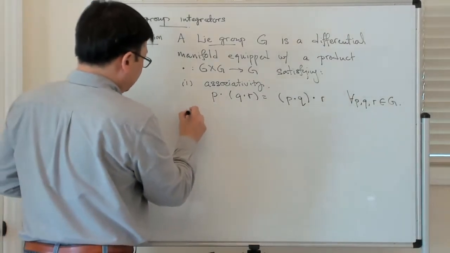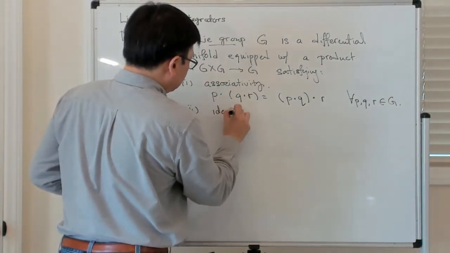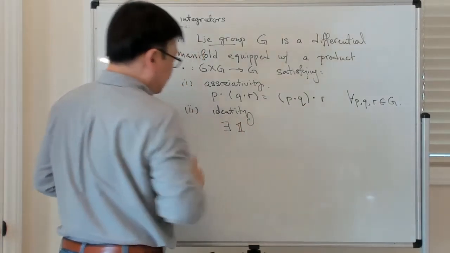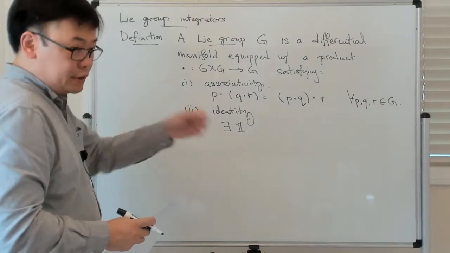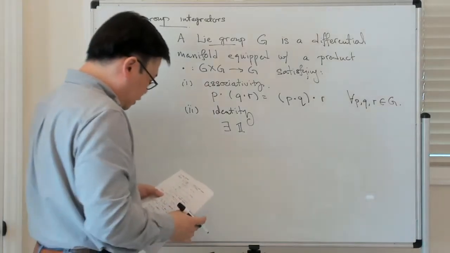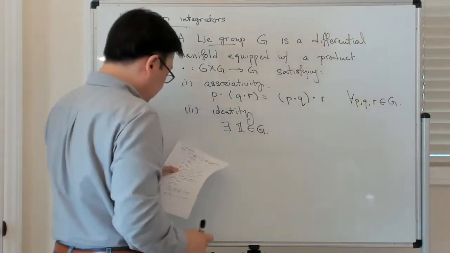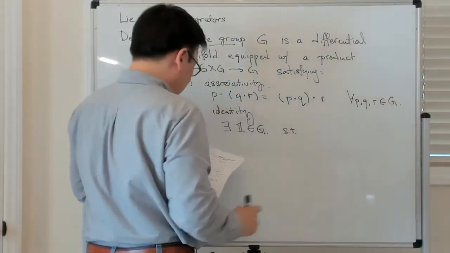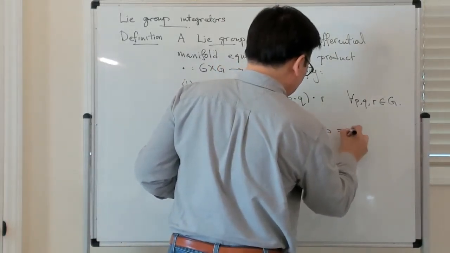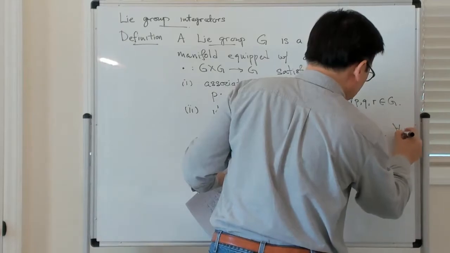The second property is that there has to be an identity element. What that means is that there exists an element which I'm going to denote by 1, because most of the Lie groups we're going to be working with are matrix Lie groups where the identity is denoted by this boldface 1. So if you have 1 in this group, the identity, such that the identity times any group element is equal to the group element times the identity is equal to that group element itself, and this is true for all group elements.